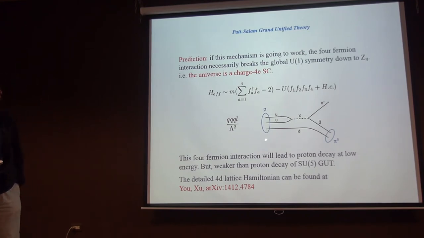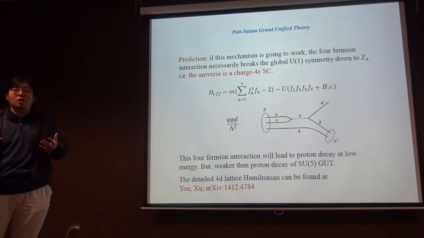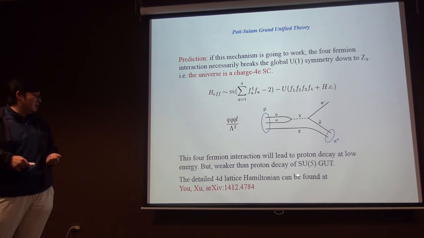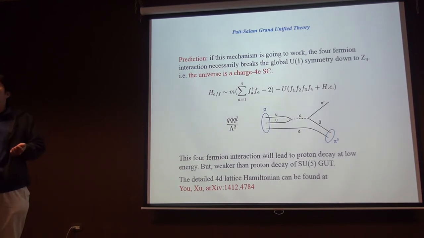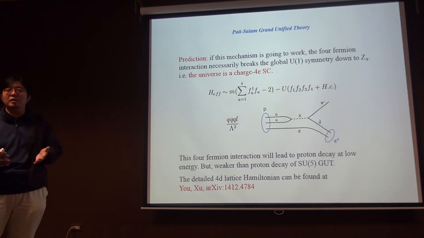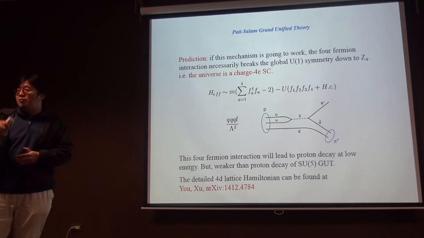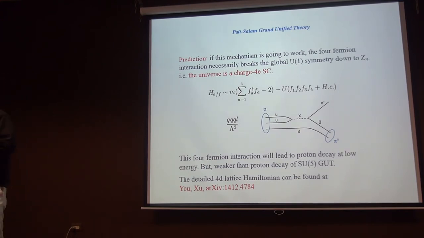So far in my talk, I only showed you the ideas, how to use the monopole condensate idea to show this works. If you want to see the explicit lattice Hamiltonian that implements the idea, you can read our paper. The Hamiltonian happens to be a little more complicated. The idea is simple, but the Hamiltonian is complicated. So I don't want to show it, but you can read it if you want. I think I'm over time, so let's stop here.